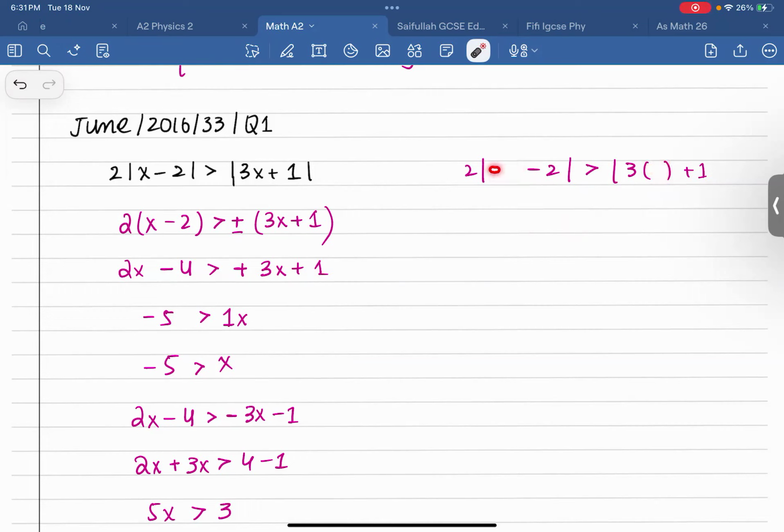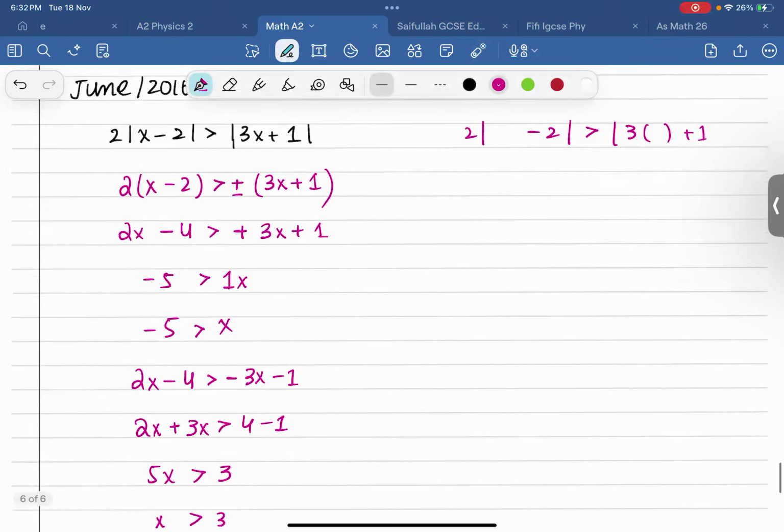If I put negative 6, so negative 6, negative 2, negative 8 times 2, negative 8 modulus gives me positive 8 times 2, 16 is greater than 3 times negative 6 plus 1, which is negative 17, modulus 17. So 16 is not greater than 17, right? Which means the values smaller than that are not valid.